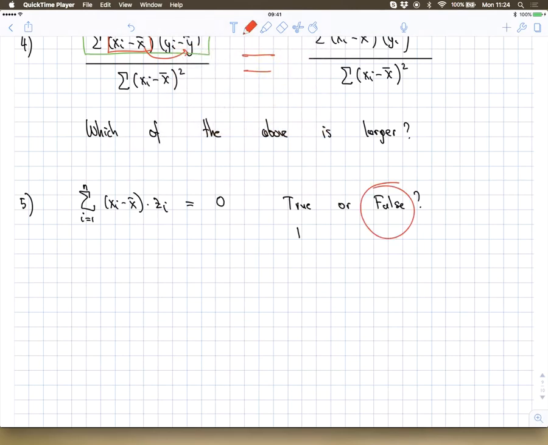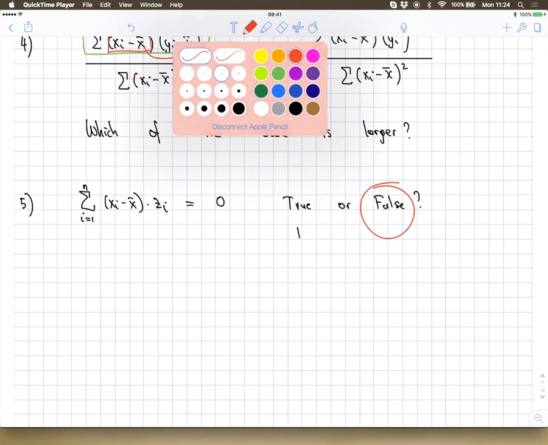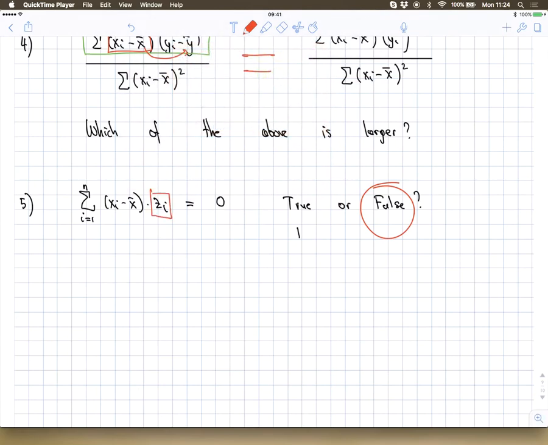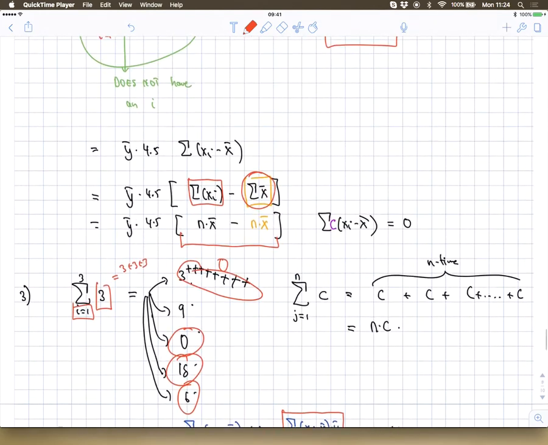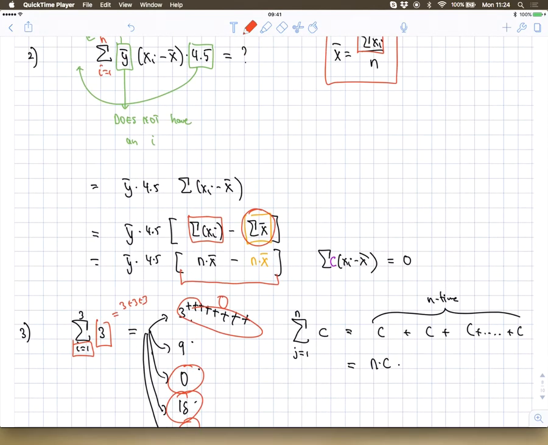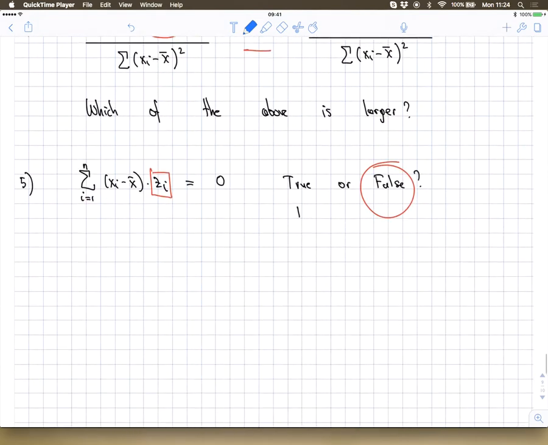You can easily convince yourself of that statement being false, because this zi is not constant, so I cannot pull it out. The only thing that I learned from here is that this thing had to be a constant. If it's not a constant, that's not a property. I cannot use it. Let me illustrate this with an example.